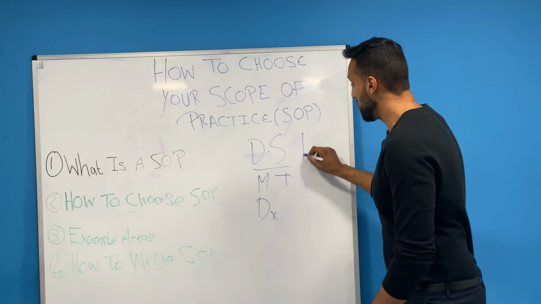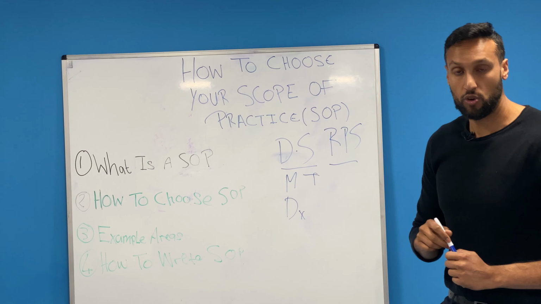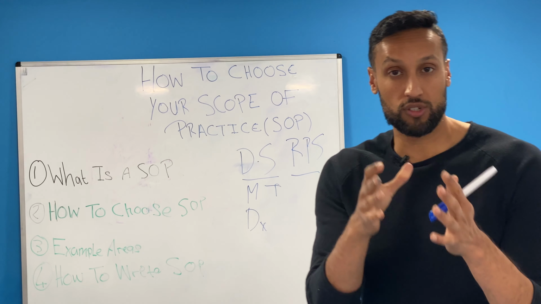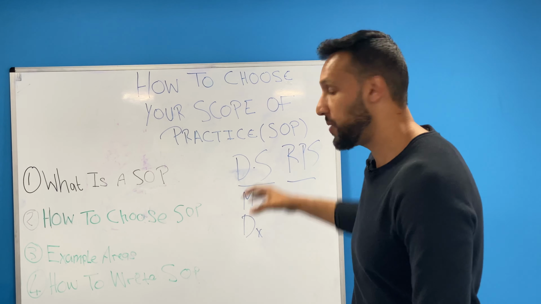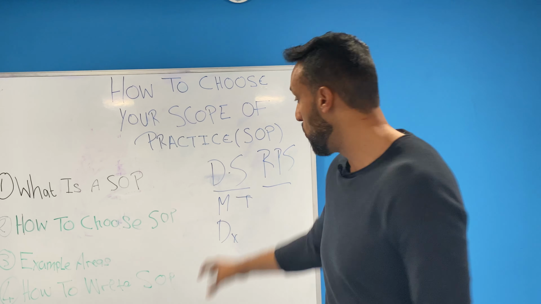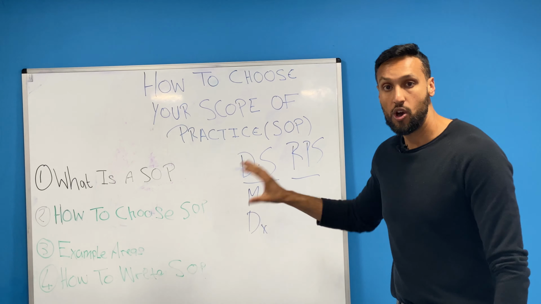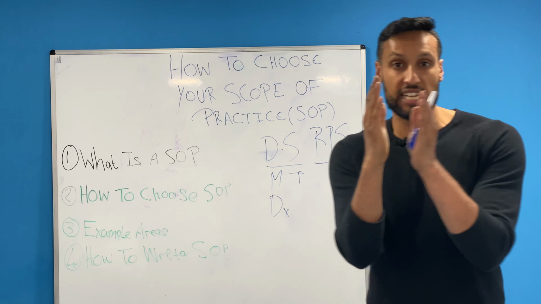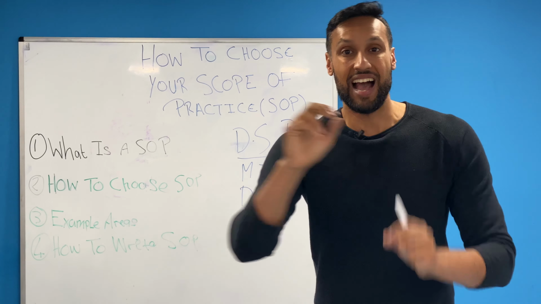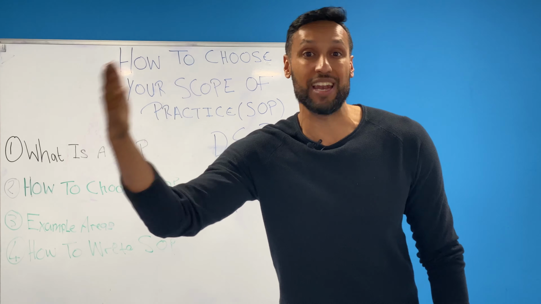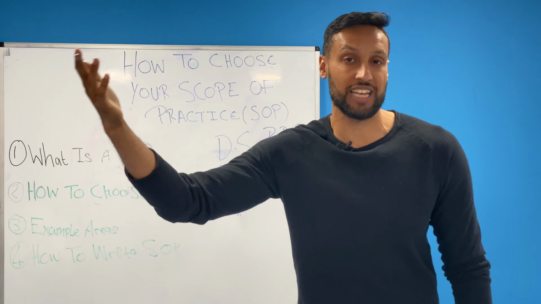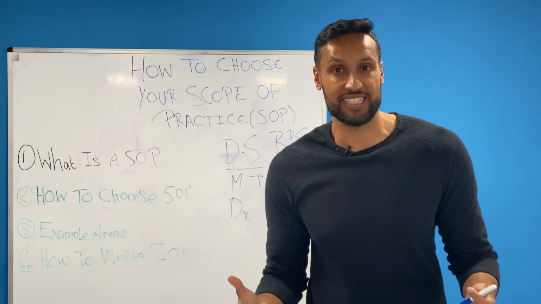RPS framework for prescribers. Go on the website, you can go onto MedLearn, type in RPS framework for prescribers, or visit the Royal Pharmaceutical Society and have a read of the RPS framework. This is a set of statements that you will read, and then you will have to justify that you can do it. For example, one of the statements might read, I thoroughly take a history.